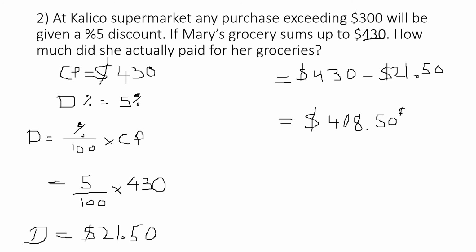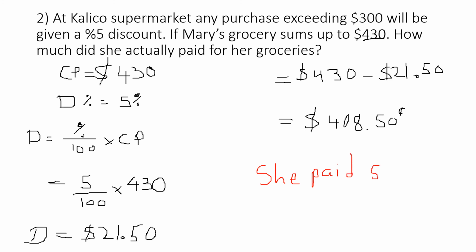Hold on, let me just double check. So 430 minus 21.5, yes. $408.50 according to my calculator. And as I said, we are not over until we state it. So how much did she actually pay? She paid, so we state it. We have to write it out. Yes, you do have to write in maths. It's not all about the numbers. Sometimes you have to state your answer.